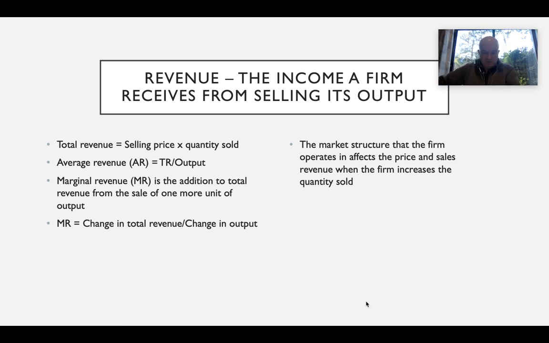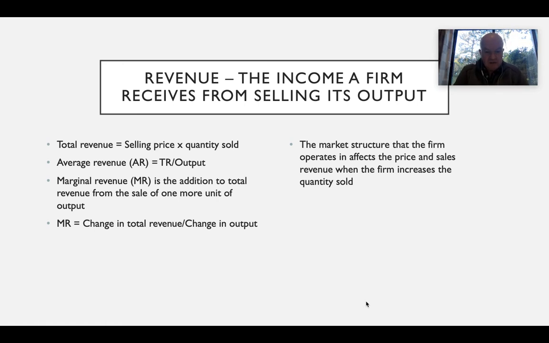We've talked about this briefly before, but there are a few definitions I just want to make sure that you're clear on before we move forward. So first things first then, revenue, basically the income a firm receives from selling its output. To calculate your total revenue, simple principle, selling price of the good or service that you're selling times the quantity sold of that particular item. Now when we come to calculate average revenue, we take our total revenue and we divide it by the amount of output. Total revenue divided by output is also going to be your selling price, effectively. So that's something to bear in mind.